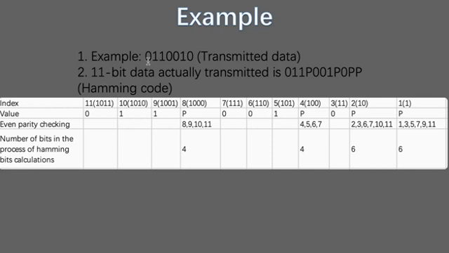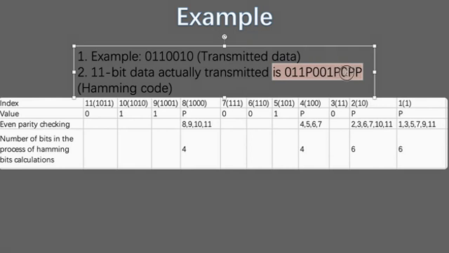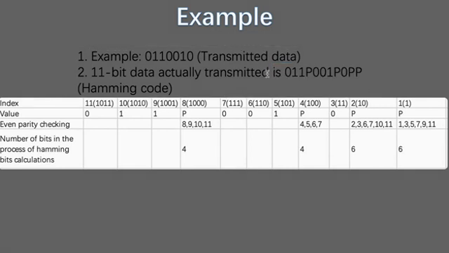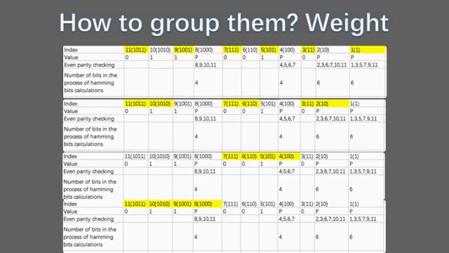Here, let's assume that the transmitted data is this. And for Hamming code, it looks like this. Here, P are parity bits. They are located at 2 power n positions. And Hamming code actually groups source data into different groups according to the weights. Now let's see how the Hamming code groups them.